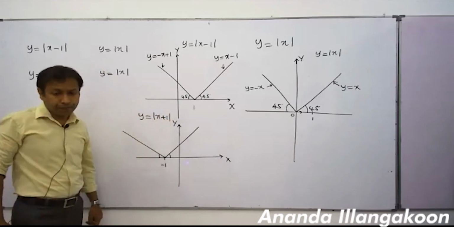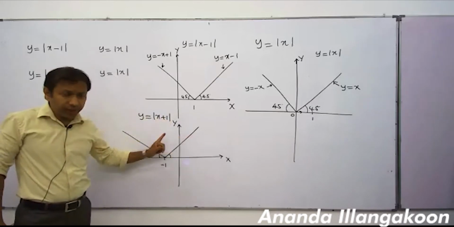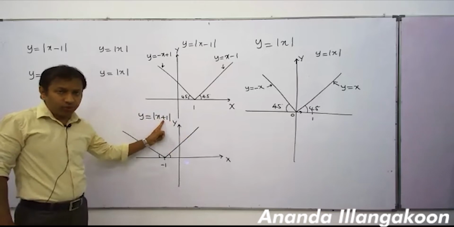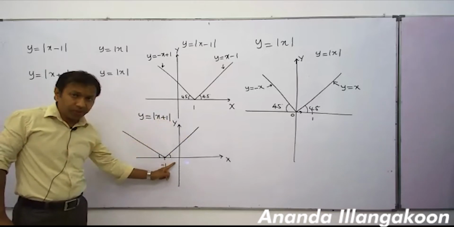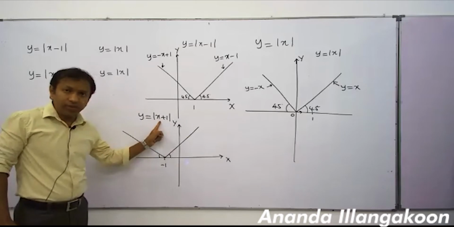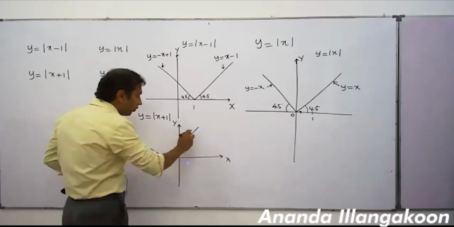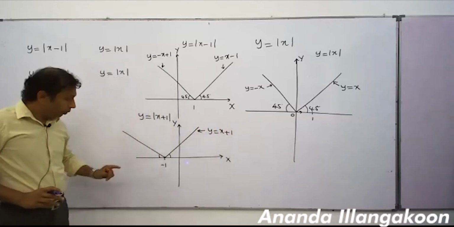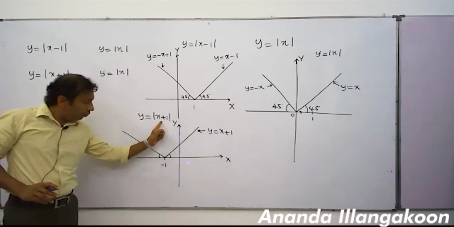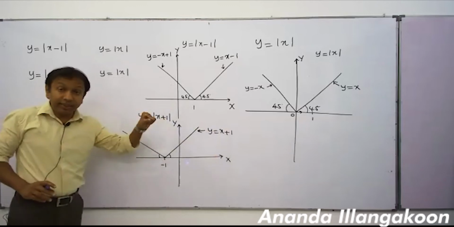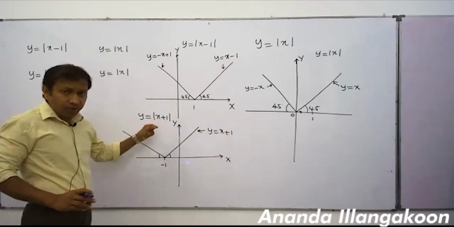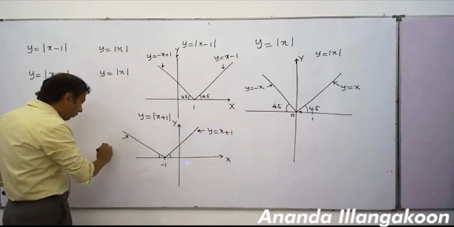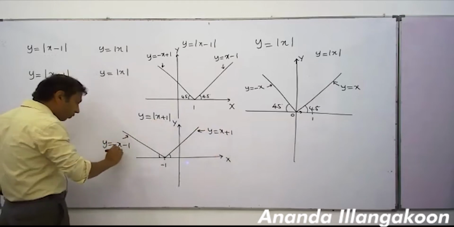Right? Then if I take each equation separately, we have to define mod x plus 1. How do we define mod x plus 1? On the right of minus 1, mod x plus 1 will be equal to x plus 1. So the equation of this is going to be y equals x plus 1. On the left of minus 1, the modulus of x plus 1 is equal to minus times x plus 1. That means you have to multiply x plus 1 by a minus sign: minus x minus 1. This is y equals minus x minus 1. So this is how we draw that.